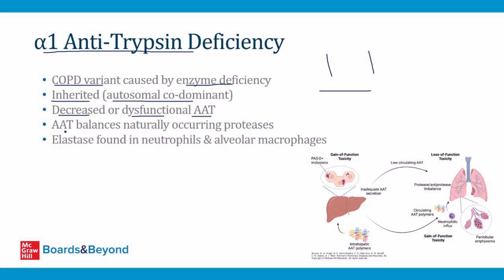And as we talked about earlier, alpha-1 antitrypsin balances naturally occurring proteases, including elastase, which is found in neutrophils and alveolar macrophages. So if you don't have enough of this enzyme around, you will have overactivity of proteases like elastase, and that will lead to breakdown of alveolar walls, somewhat similar to what you get in emphysema.